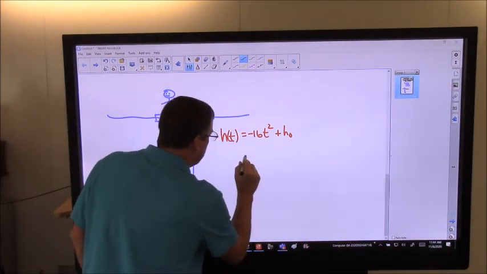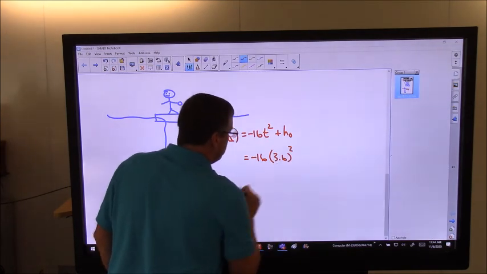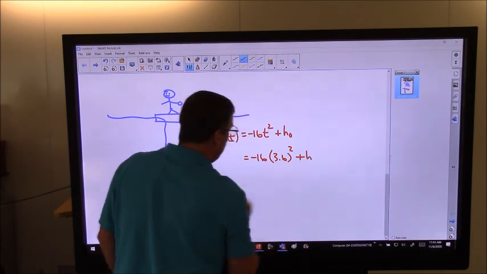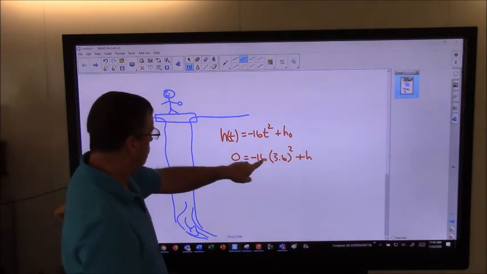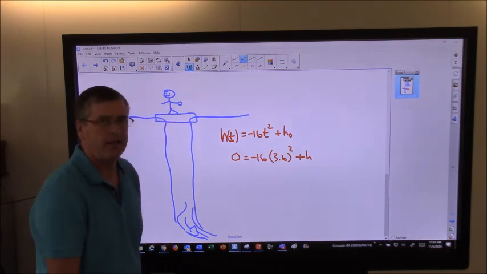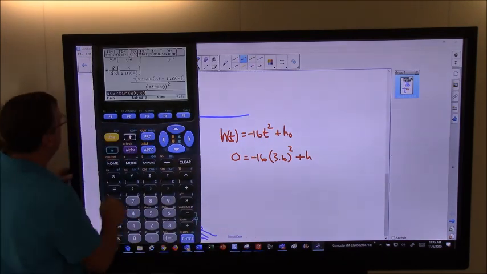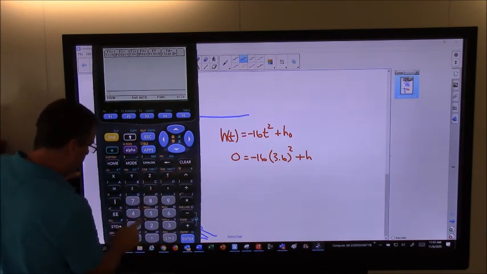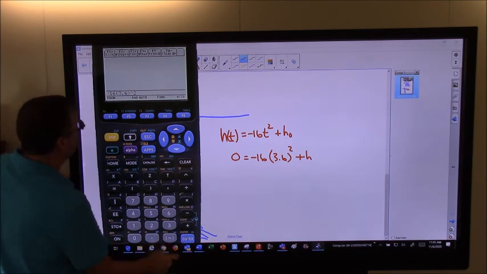So it took 3.6 seconds. I'm trying to figure out the height, and I know when it hit the bottom it was at 0. So pretty easy to see what happens. We'll just square this times negative 16, and we'll move it to the other side, and we've got the height of that bridge. All right, so if I grab my calculator, get rid of everything. So I've got a negative 16 times 3.6, and I want to square that. And so there's what I got.